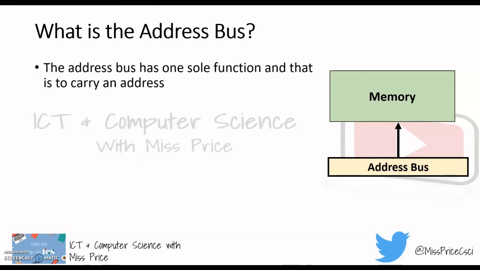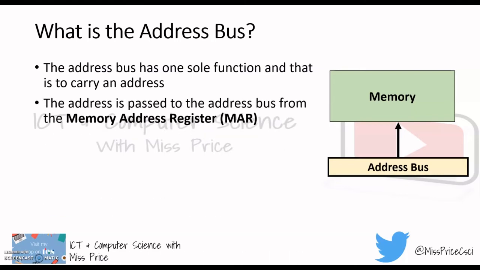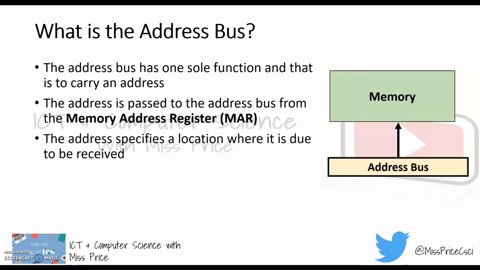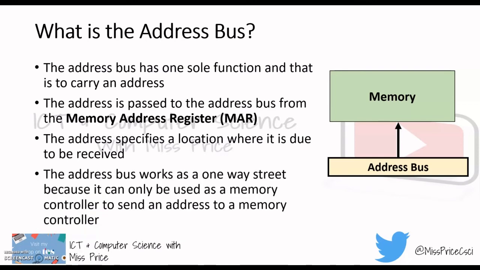So it has the sole function, and it's to carry an address. So it carries it. It's not a storage, okay? So this is not a storage device. Like your postman doesn't store your letters. Your postman simply carries them. Okay, and then the address is simply passed from the address bus to the memory address register. And there it specifies the location where it's due to be received. And then obviously at some point when it's ready, it receives that data. Okay, so as I said, it's a one-way street, and the memory simply goes to the location.